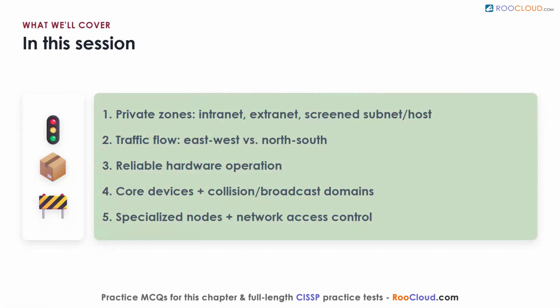In this session, we'll map the building blocks of a secure network. We'll answer several questions. How do private network zones differ from one another? What sits in the buffer between the public and the private? Which way does traffic actually flow? How do you keep hardware reliable? What do the core devices do? And how do collision and broadcast domains fit? And how does network access control keep unwanted machines out?